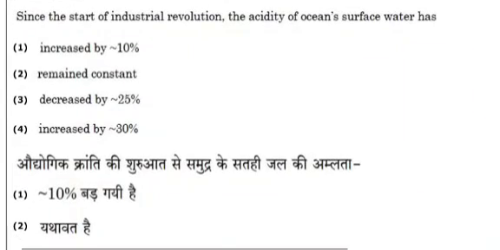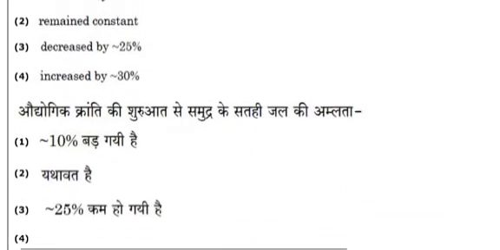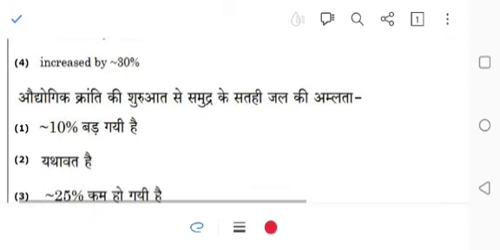Then number 40. Since the start of the industrial revolution, the acidity of ocean surface water has: remained constant, decreased by 25%, increased by 30%. Number 40, it will be increased by 30%.